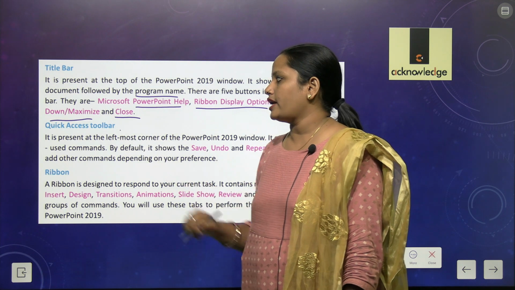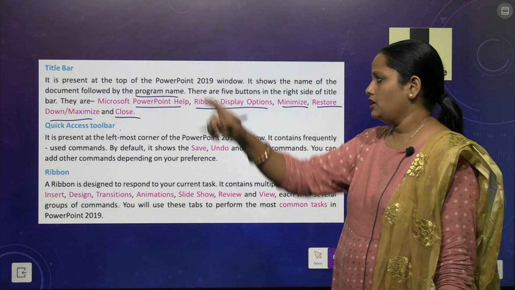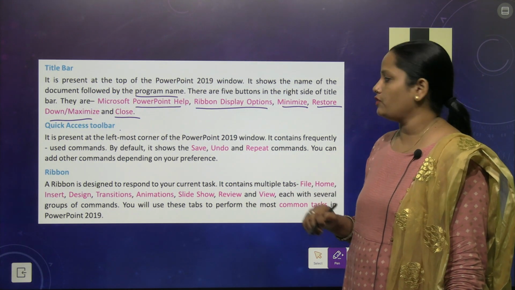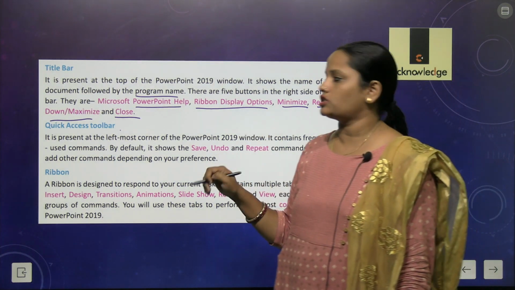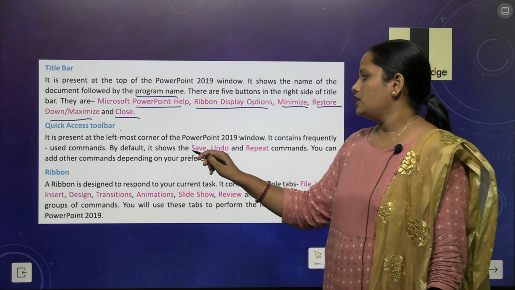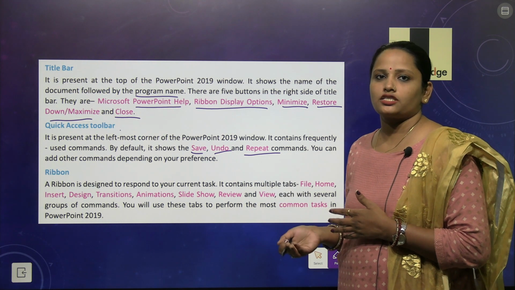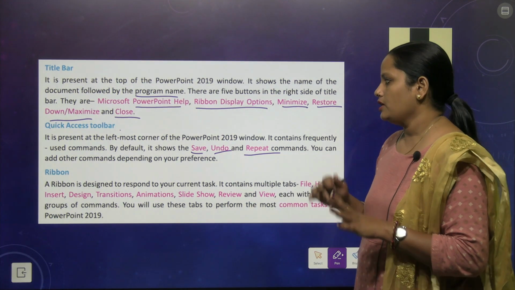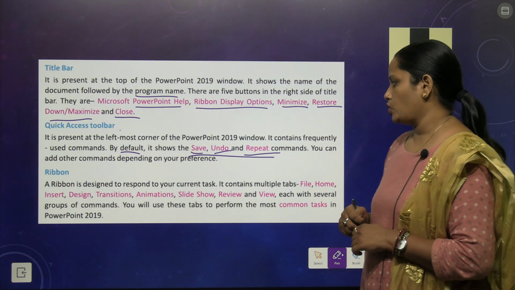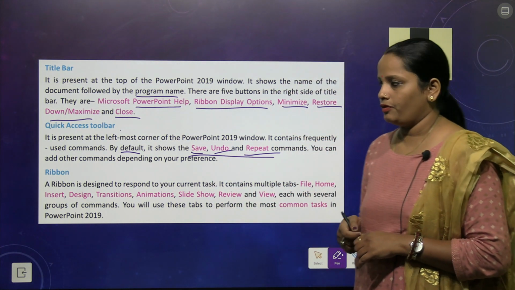Next is the Quick Access Toolbar. It is present at the left topmost corner of the PowerPoint 2019 window. It contains frequently used commands and by default it shows the save, undo and repeat commands. We can also add items to our quick access toolbar and also remove items from there. By default these options are already shown there. You can add other commands depending on your preferences.